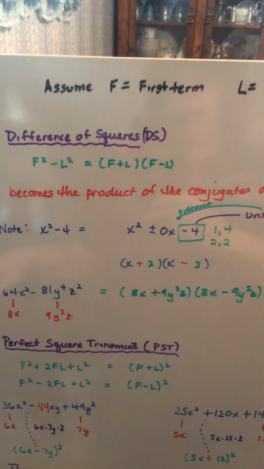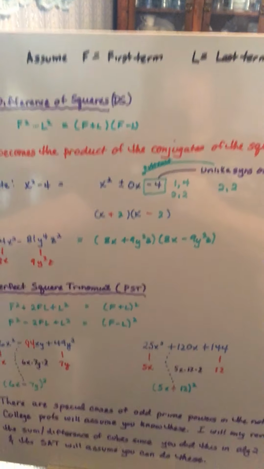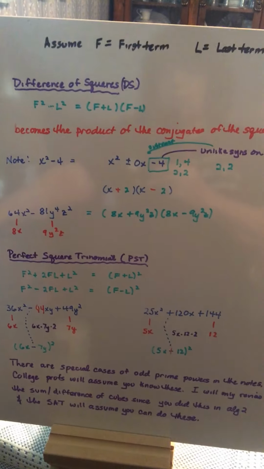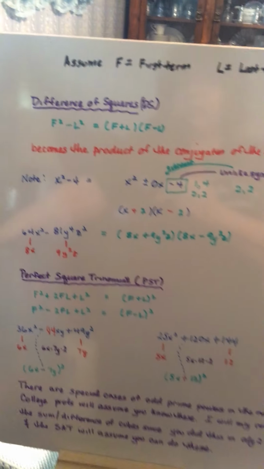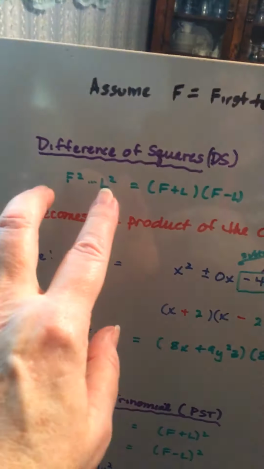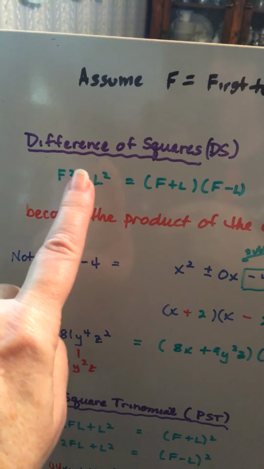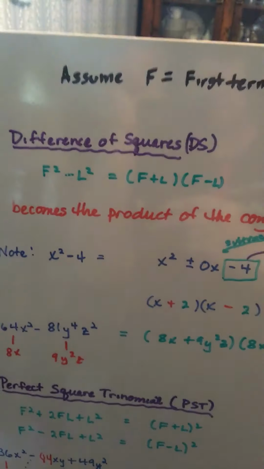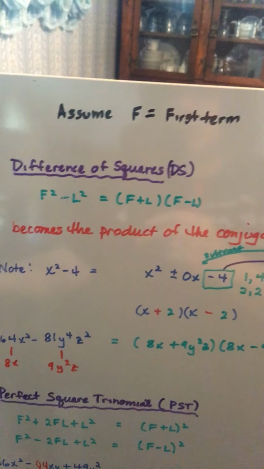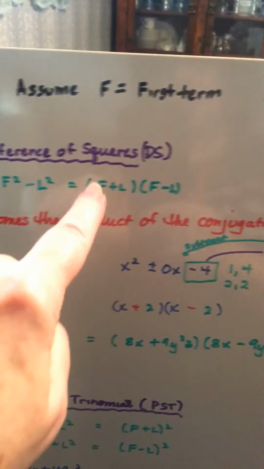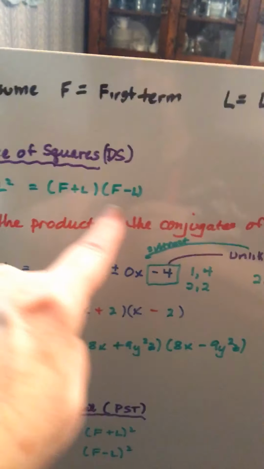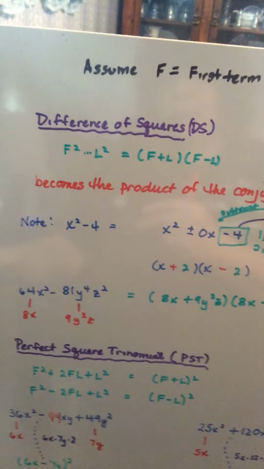And when we come over here, I don't use A and B. I use F for first term, L for last term. A difference of squares says that your two terms are squares, but it's a difference. So notice that's not going to have a plus sign, because the word difference says it's going to have a minus sign. You were taught that you take the square roots and add them and subtract them. But I need you to understand vocabulary.